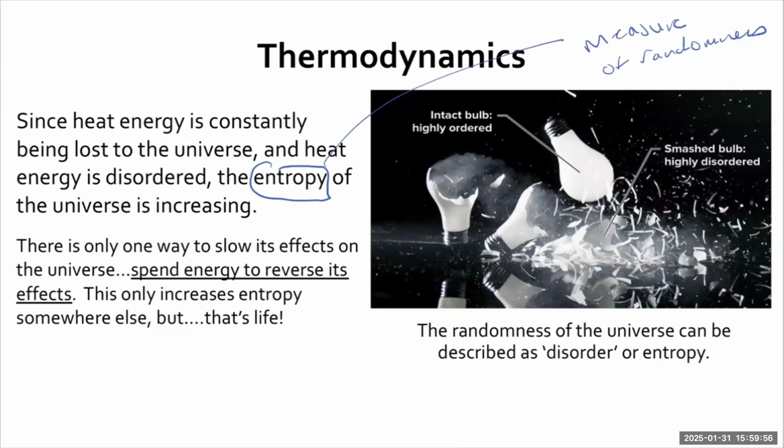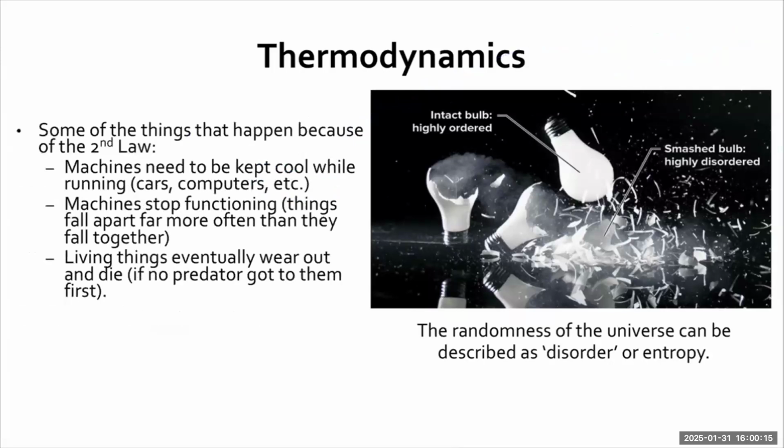When we think about this at kind of a global scale, right, the only way to reverse or the only way to slow the increase of randomness is to spend energy to reverse its effects. But that comes at a cost of an increase in entropy somewhere else. Okay, so what are some of the consequences of the second law, right?